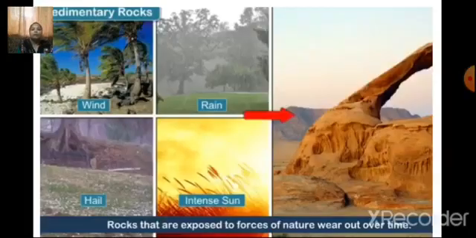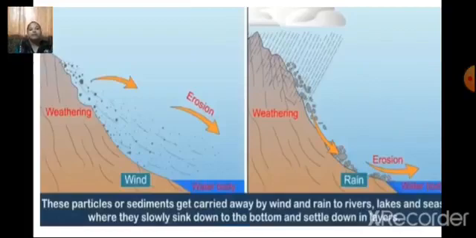Now the next type of rock that we are going to discuss is sedimentary rock. Rocks that are exposed to forces of nature wear out. The rocks are broken into small particles called sediments due to the heat of sun, hail, wind, rain, etc. The external or natural forces make the rocks break down into smaller pieces. They are called sediments.